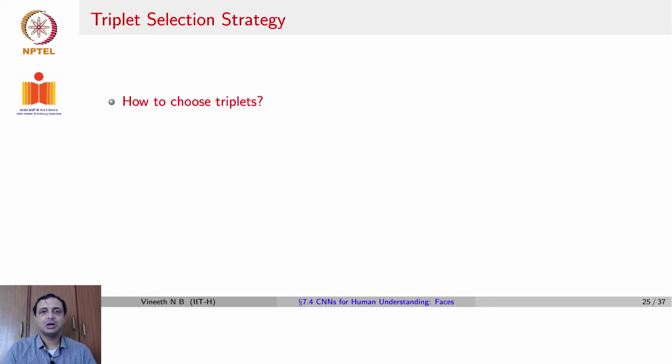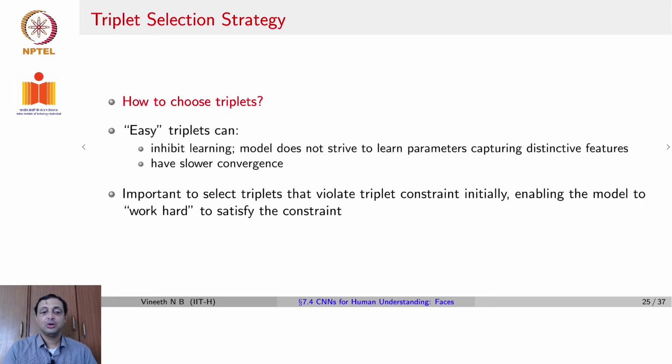One question here is, how do you select these triplets given an anchor image? You could have what are known as easy triplets, where it's very clear as to what the positive sample is and what the negative sample is. However, easy triplets may not really facilitate learning. They may not allow the network to learn distinctive features. So it may be important to select triplets that initially violate the triplet constraint so that the network learns, and eventually perhaps over time change the nature of triplets.